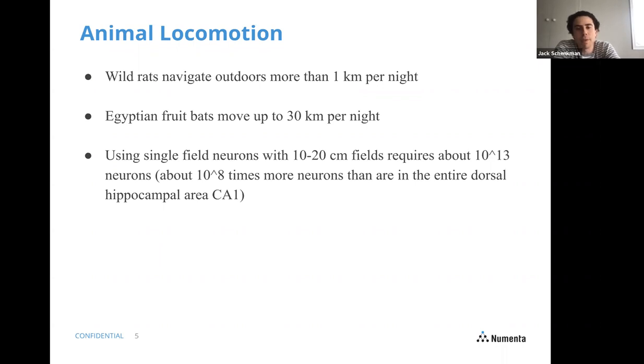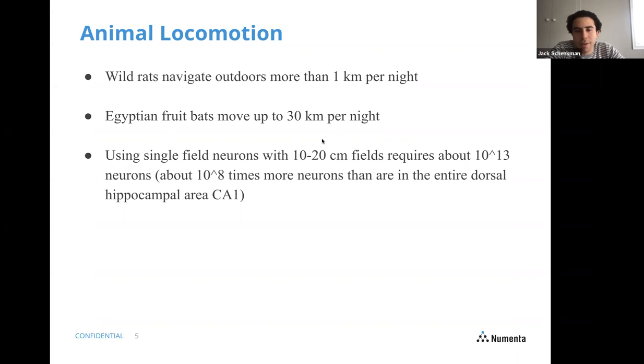And so just to kind of motivate why exploring multi-scale representations is of interest, if we imagine a 10 to 20 centimeter field size, then to represent the distances traversed by the Egyptian fruit bat, you would need about 10 to the 13th neurons.